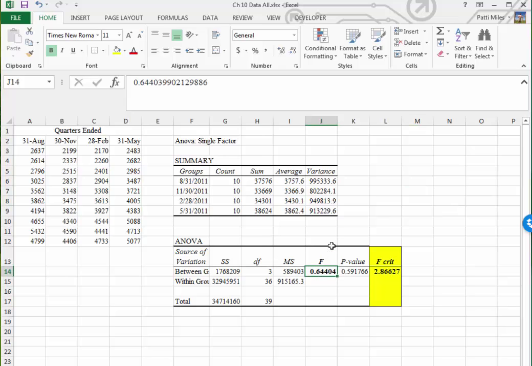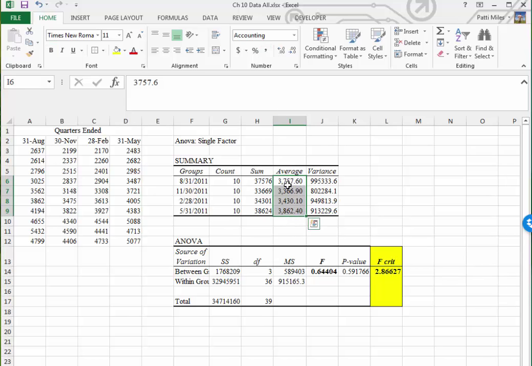because our value is not significant, suggesting that these averages, now let's just take a look at these averages and see if we think they look different. We've got 37, 33, 34. So they're evidently not different enough that we can indeed reject the null. So we are not able to say at the 5% significance level that the revenues for Nike do in fact differ across the quarters.